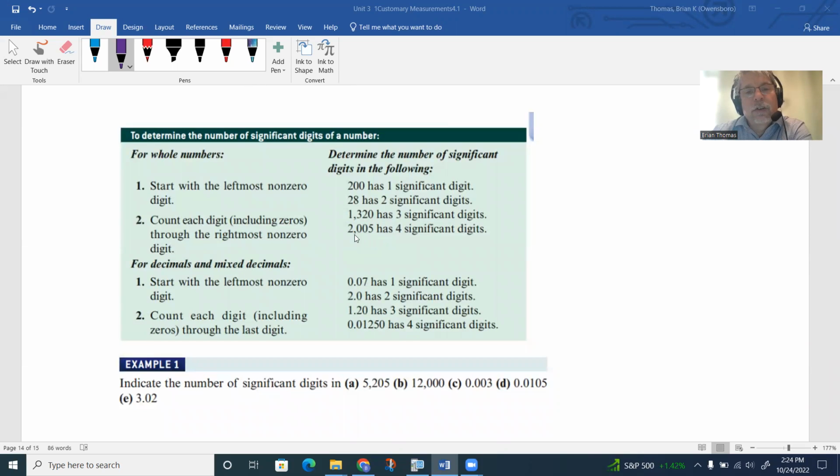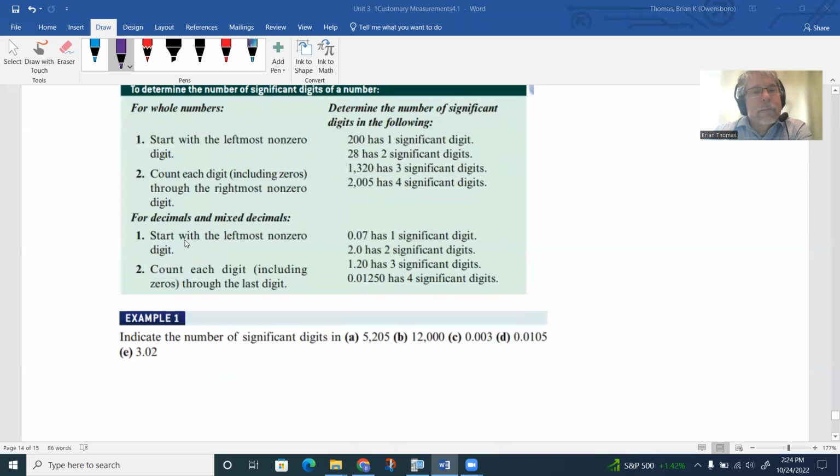If I look at the 2005, I have to count the far left number, and then I have to count everything in between until I get to the far right number that's not a 0, which is the 5. So all of these become significant. We can't throw those digits out. So this is going to be considered 4 significant digits.